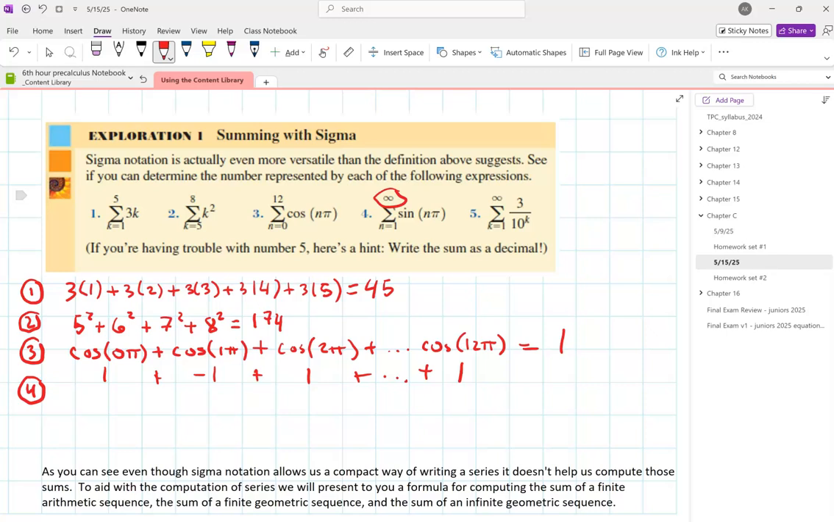Infinitely many things. Uh-oh. That might be hard. Well, let's see how it goes.